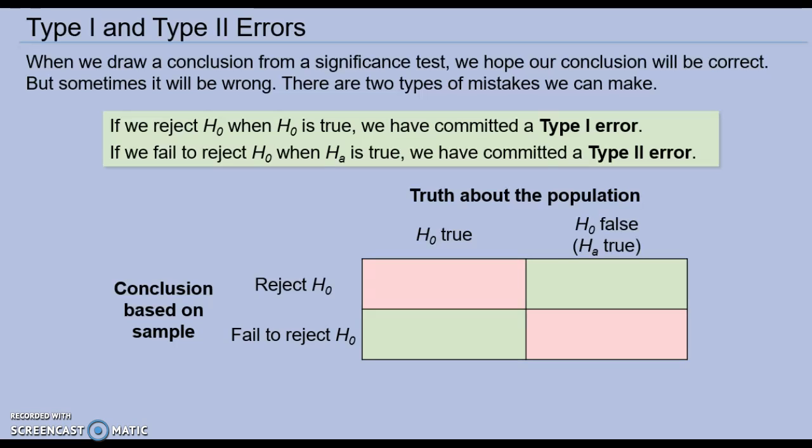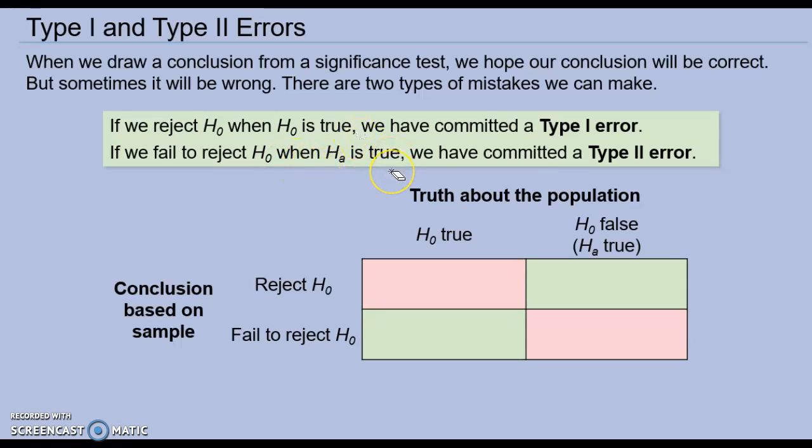So if you look through here, it says when you draw a conclusion from a significance test, we hope the conclusion that we make will be correct, but sometimes we will be wrong. There are two types of mistakes. So this is what we just reviewed. If we reject the null when the null is actually true, that's a type 1 error. So rejecting when you shouldn't. Okay? If you fail to reject the null, but your alternative is true, meaning you have data to support you, you've committed a type 2 error. So that means you've failed to reject when you should have.